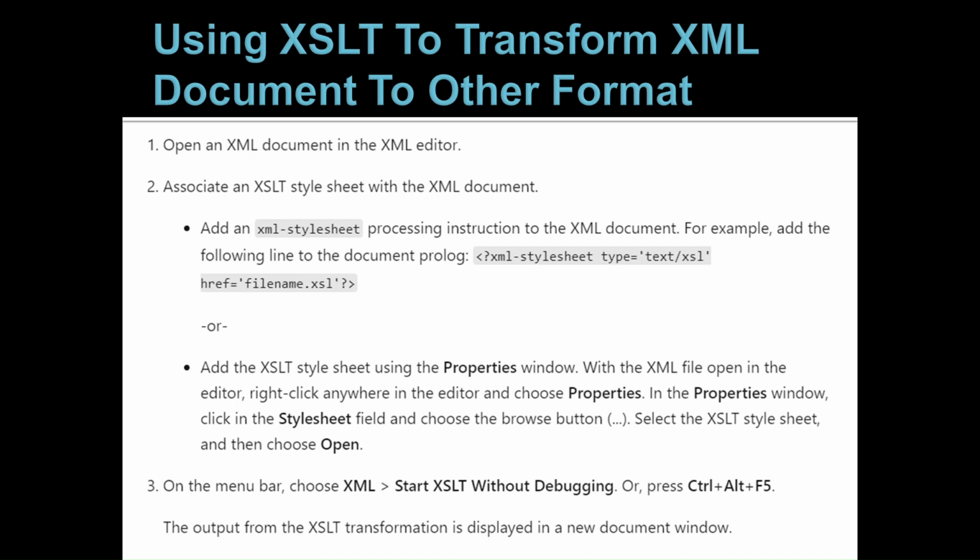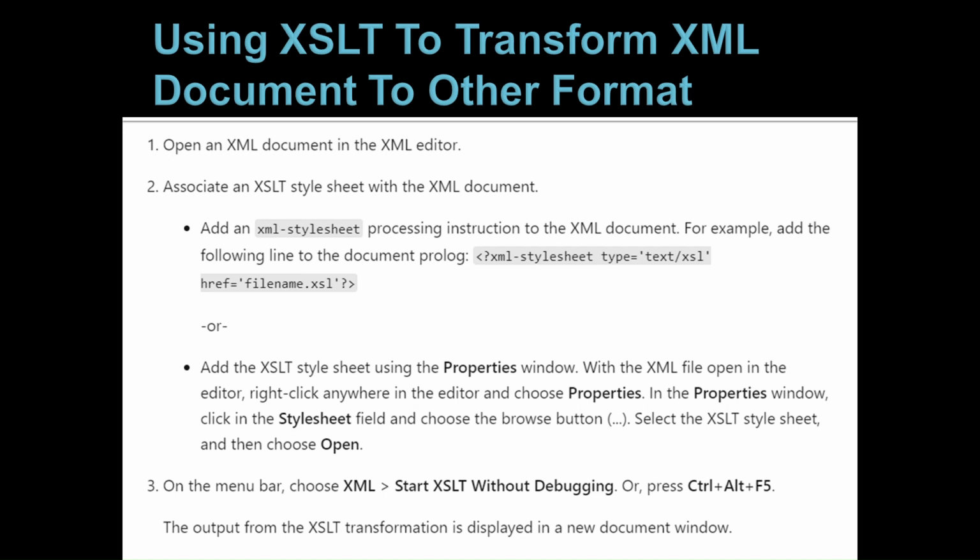Here we have to add an xml-stylesheet processing instruction to the XML document. Obviously, after associating the XSLT style sheet with the XML document, we will add an xml-stylesheet processing instruction. For example, here we can see that the xml-stylesheet type is equal to text/xsl, href equal to filename.xsl. I believe that you people know why this href is used here. So there are two processes to do this.